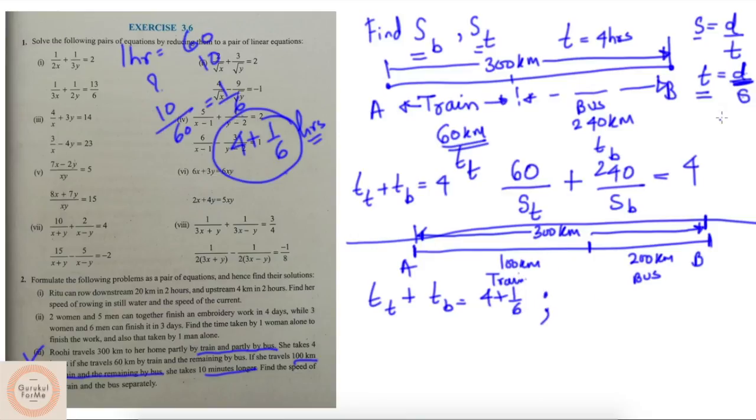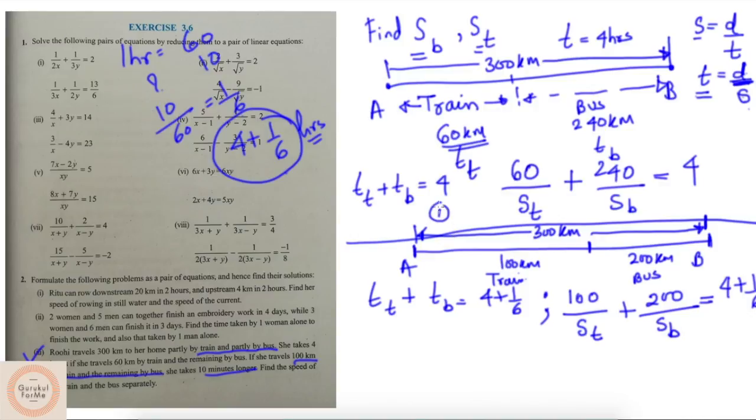By train, right? What is the time here? Time is equal to distance by speed. What is the time taken by train? Distance by speed. What is the distance she covers? 100 kilometers. And what is the speed of the train? ST. Plus, what is the distance she covers by bus? 200. And what is the speed of the bus? SB. And what is the answer? 4 plus 1 by 6. Why? Because it is the total time.